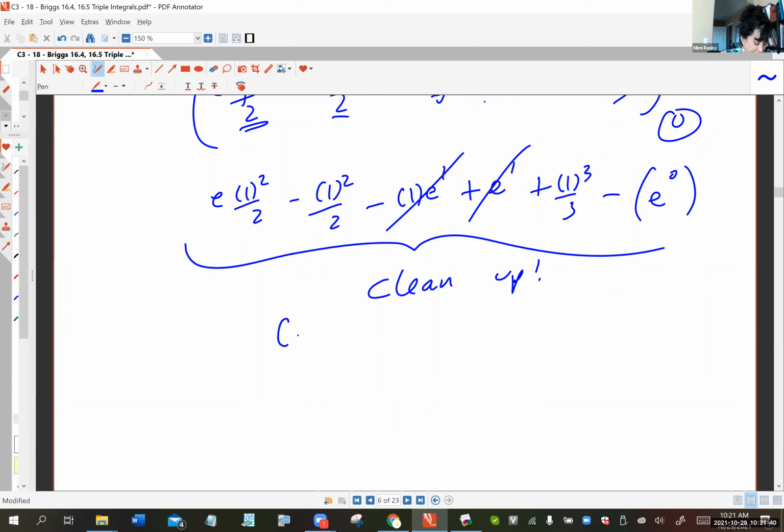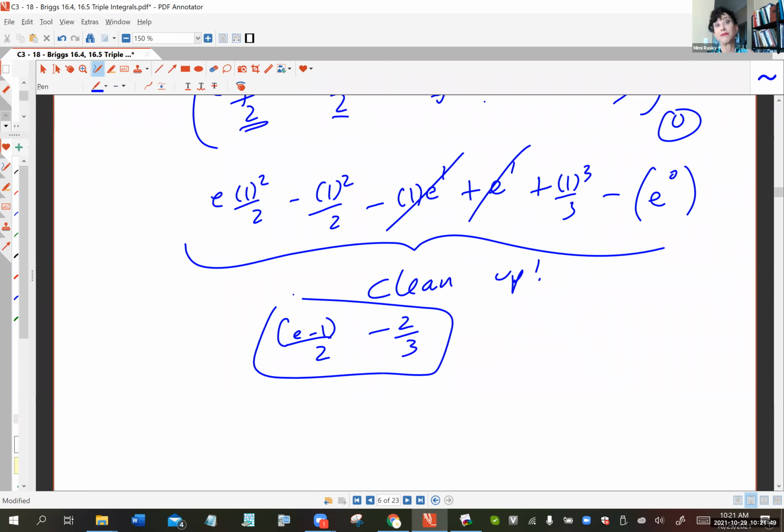You're going to get a weird number, e minus 1 over 2 minus 2/3. That's the exact answer. Wow, crazy. And we're done. So what was the point of that problem? I love this problem because it's got a lot of different little subtleties in it.